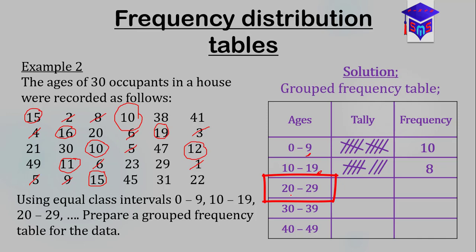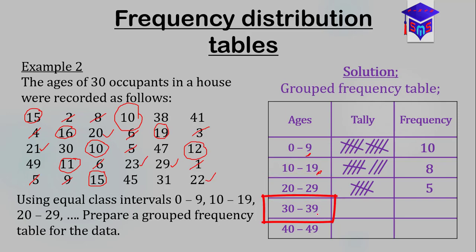The next interval is 20 to 29. The only important thing you have to know is which data values fall within which interval. So this one is 20 to 29. When you come to the data set, we have 21, 4, there's 1, 2, 3, 4, 5, and I think that's all. So I tally 5, 1, 2, 3, 4, 5, then I write my frequency 5.